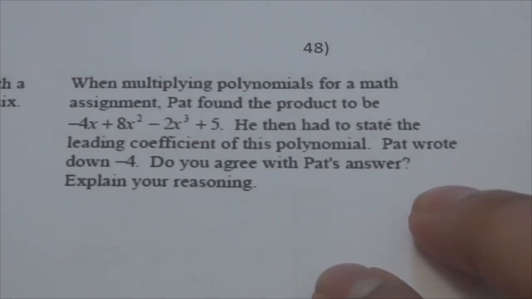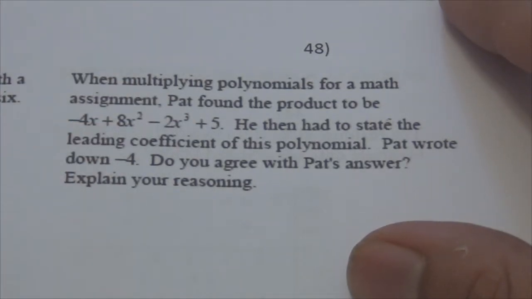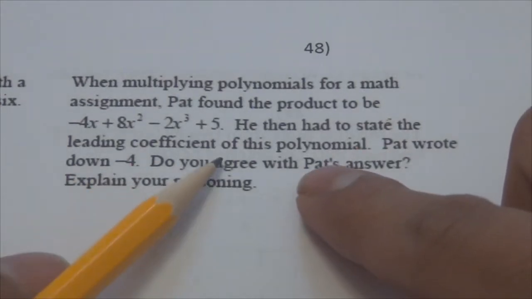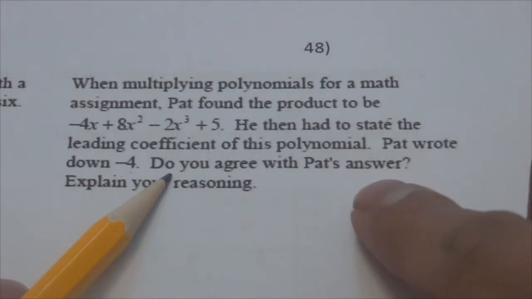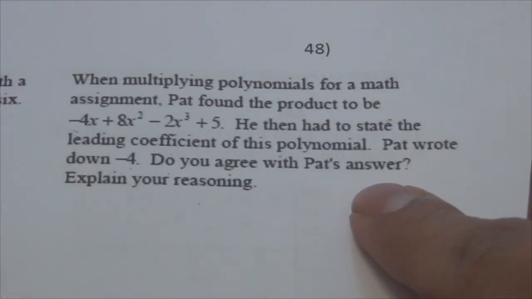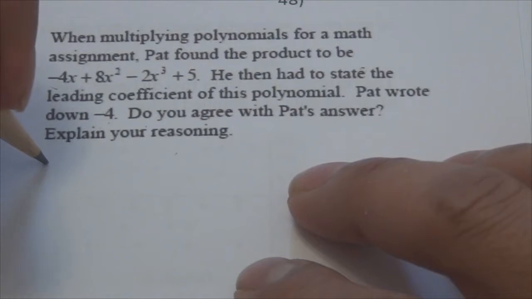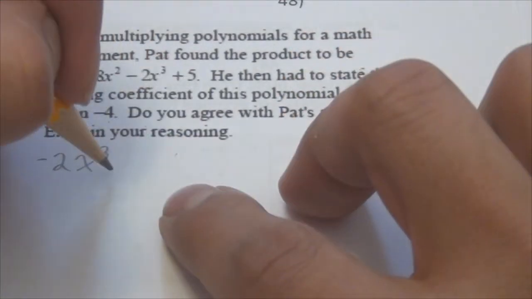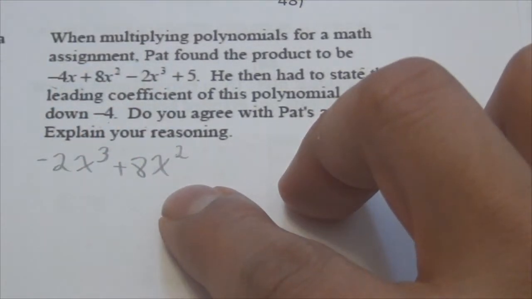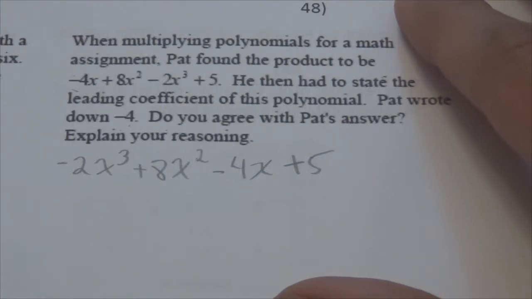Number 40, the next one. When multiplying polynomials for a math assignment, Pat found the product. You read it. He then had to state the leading coefficient of this polynomial. Pat wrote down -4. Do you agree with Pat's answer? Explain your reasoning. What do we know about the leading coefficient? The leading coefficient is the number that multiplies the variable to the highest exponent. So let's rearrange this polynomial: -2x to the third, highest exponent, plus 8x squared, minus 4x plus 5. Now it's easier to see what the leading coefficient is.